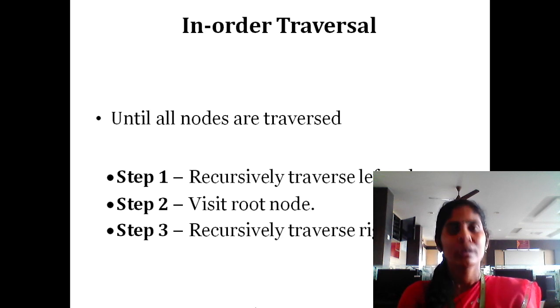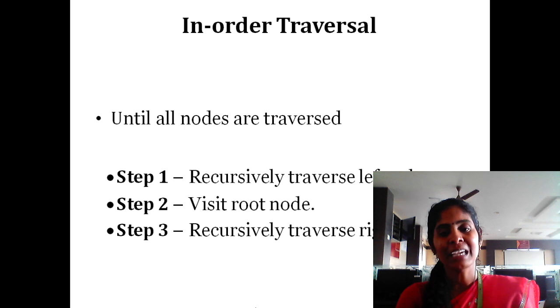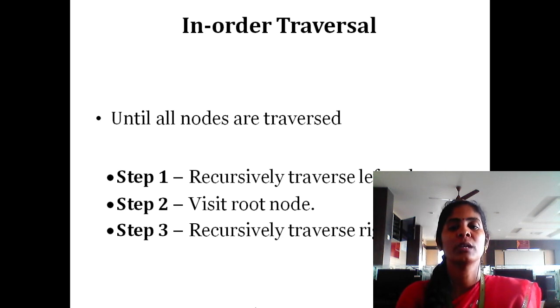Okay. In-order traversal, what are the steps to be followed to display or visit the nodes in in-order traversal? We have to follow three steps. First, we recursively apply the same procedure to the left subtree. Second, we visit the root node, the root node of that particular node. Third, we recursively apply the same procedure to the right subtree. The recursion is performed over here.